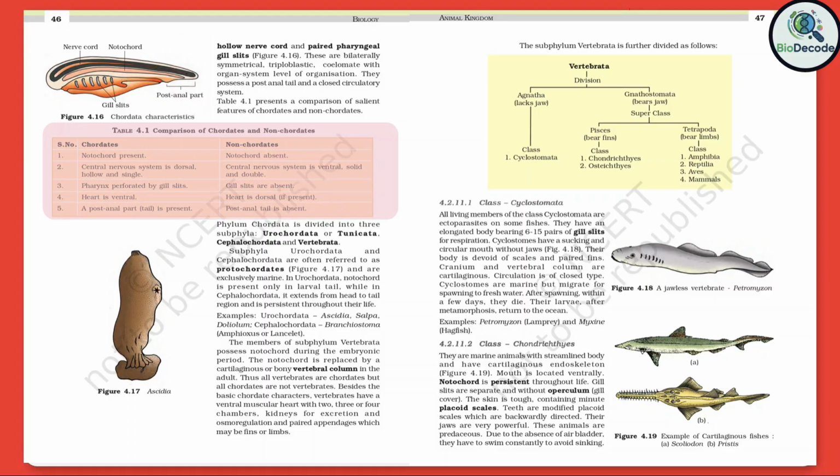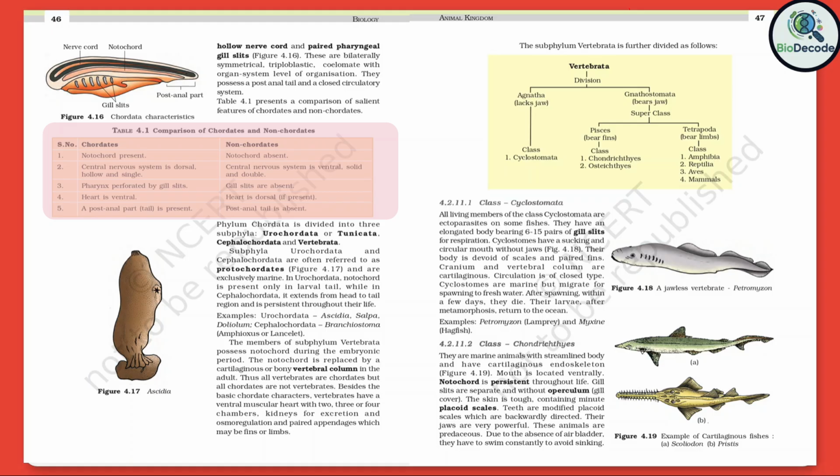Table 4.1. Comparison of chordates and non-chordates. This table contrasts the key structural and functional differences between chordates and non-chordates in a point-by-point manner. First, notochord, present in chordates at least in the embryonic stage, but absent in non-chordates. Second, nerve cord, dorsal and hollow in chordates, ventral and solid in non-chordates.